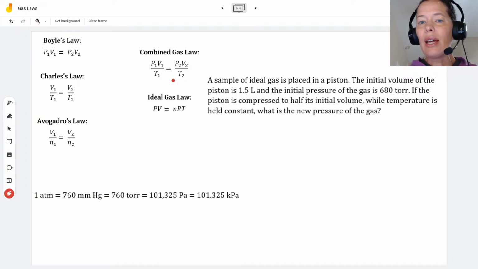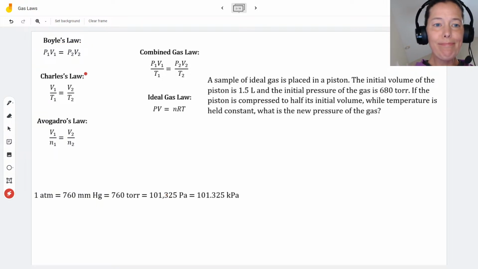The other thing that is changing is the pressure. So I'm initially at 680 torr, and I actually want to find the new pressure of the gas. So I need a gas law equation where volume and pressure are changing. And you can even see here temperature is being held constant. So as I look at my different gas laws, again, I want pressure and volume changing. Everything else is held constant, so I don't want those as variables. So Boyle's law is going to match this problem the best. So that is the gas law that we are going to use.